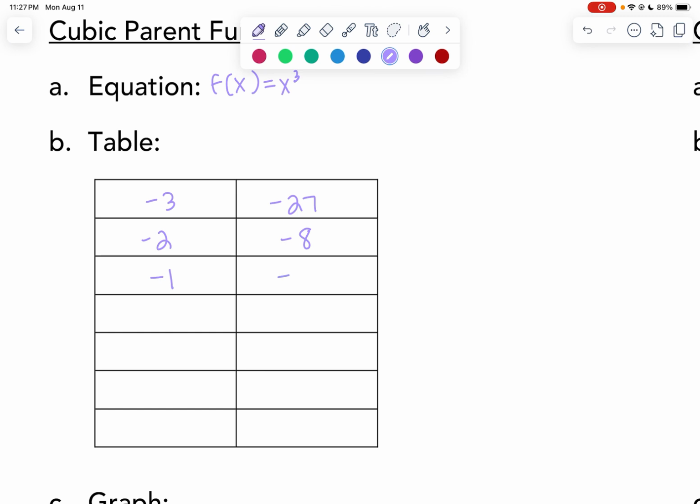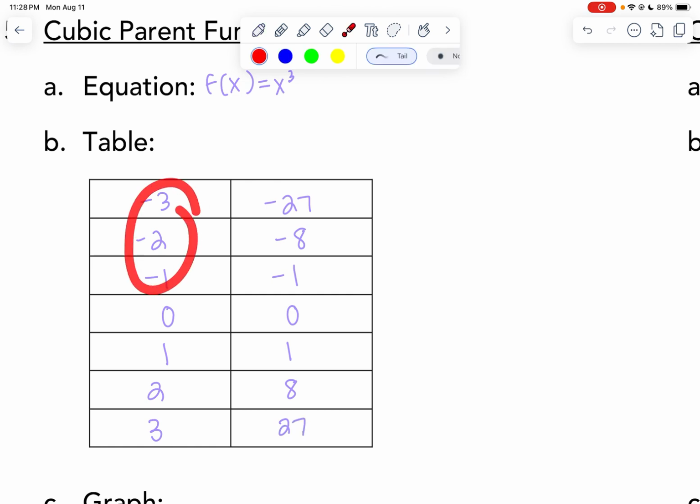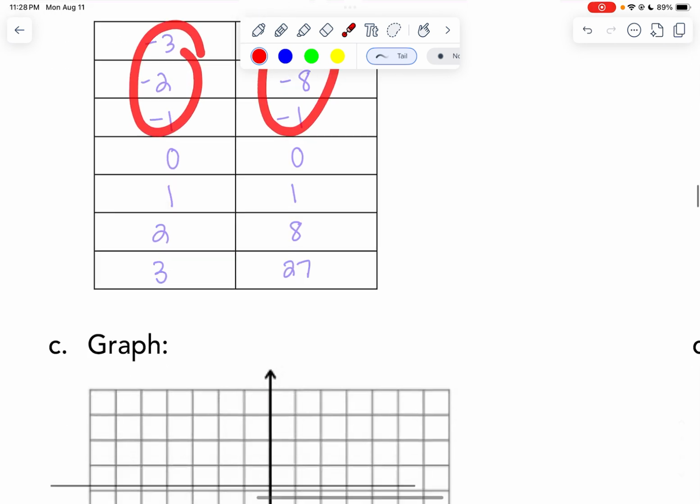-1 cubed would be -1. 0 times itself or anything would be 0. 1 times 1 times 1 would give you 1. 2 cubed would give you 8. And 3 cubed would give you 27. Notice that I can have negative inputs and outputs for a cubic parent function.